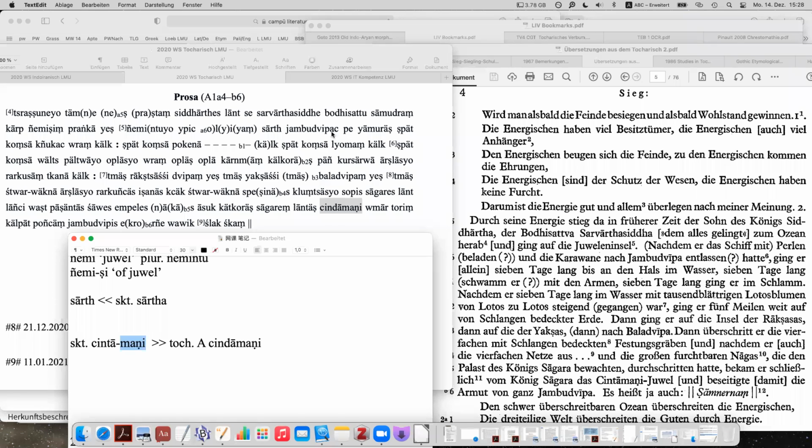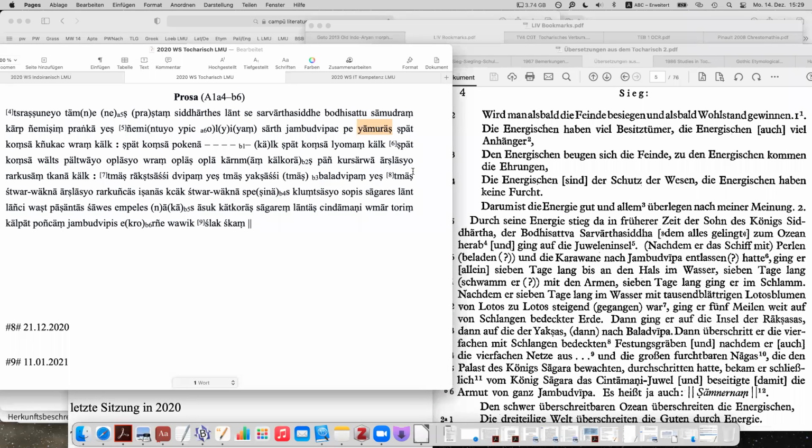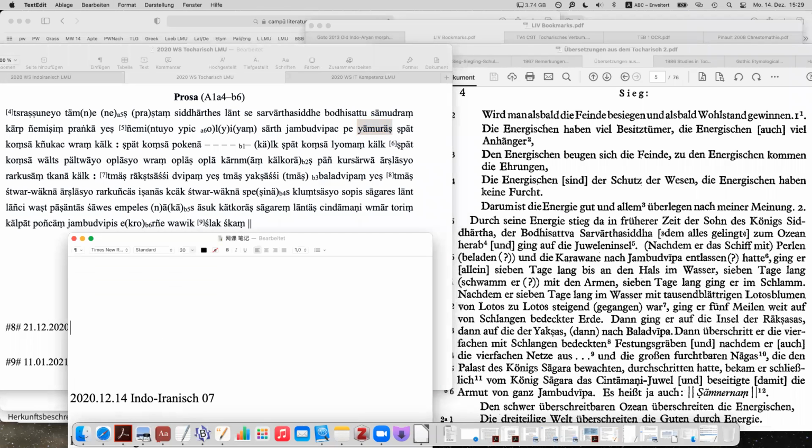So the caravan returns back, they go back to the Jambudvipa. So here we find the absolutive, which we have already mentioned. The root is yam, and then the participle is called yamu. I copied it here. So this is the absolutive.